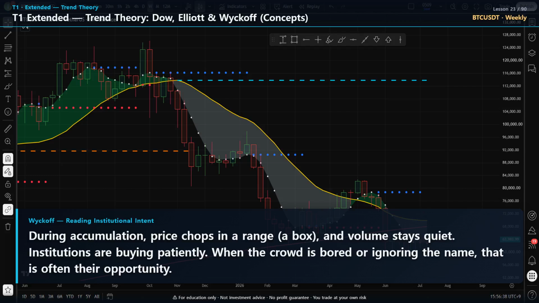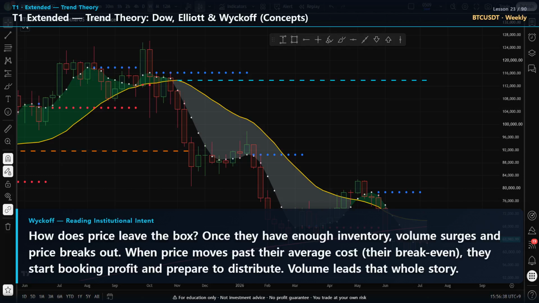During accumulation, price chops in a range, a box, and volume stays quiet. Institutions are buying patiently. When the crowd is bored or ignoring the name, that is often their opportunity. How does price leave the box? Once they have enough inventory, volume surges and price breaks out. When price moves past their average cost, their break-even, they start booking profit and prepare to distribute. Volume leads that whole story.